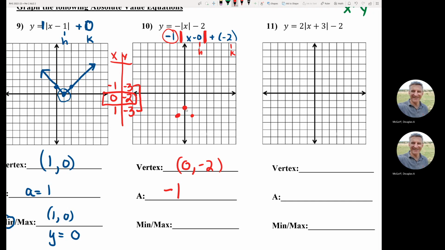Now I can draw my absolute value function. Because that leading coefficient is negative, that vertex value is now a maximum. It is a maximum at the point (0, -2). The value of the maximum is y equals negative 2. Question on number 10?